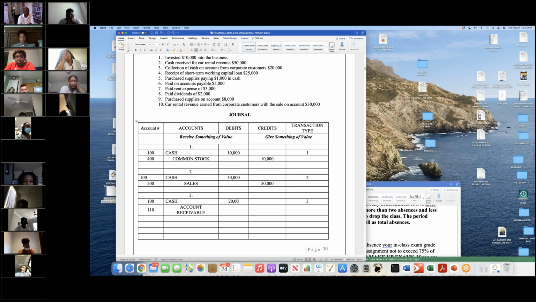So this is what we have to learn how to do, record journal entries. This is how you learn accounting. Every time there's a transaction, you got the debit cash and credit account receivable.